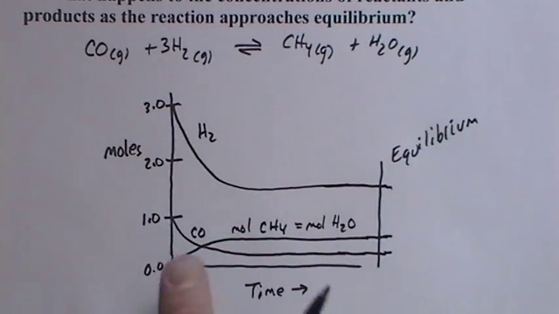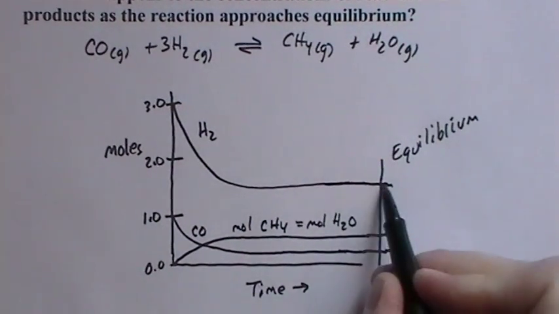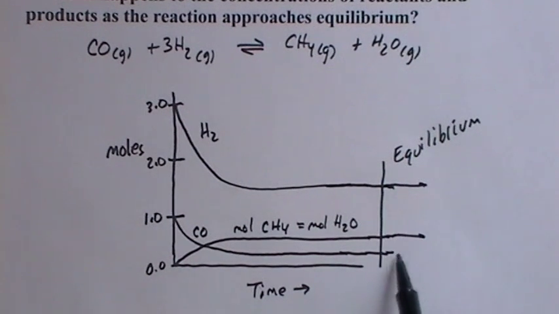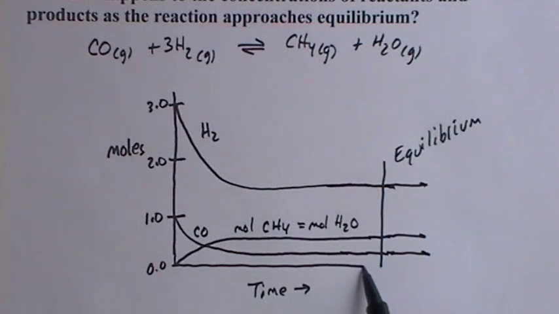So if we were to map this out over time, once we reach this point, these just extend on forever at the same level, as long as the temperature and pressure don't change, nothing else changes for the reaction. Those moles of reactants and products will remain the same forever. So we've hit equilibrium there.